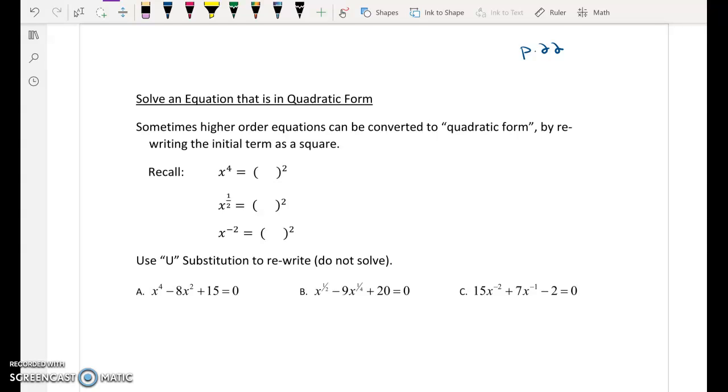Okay, the last part of this lesson is solving an equation that's in quadratic form. Okay, and this is on page 22. All right, so if you look at these equations at A, B, and C here, they're pretty weird looking. The first one's not too bad.